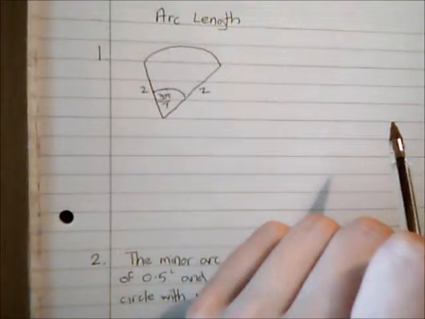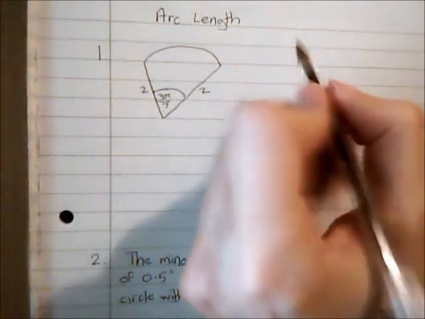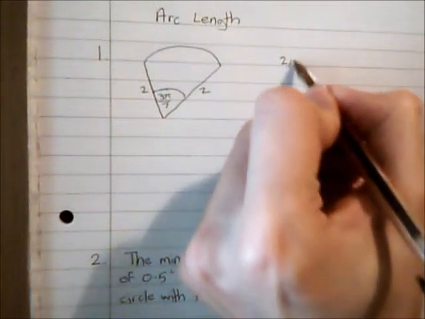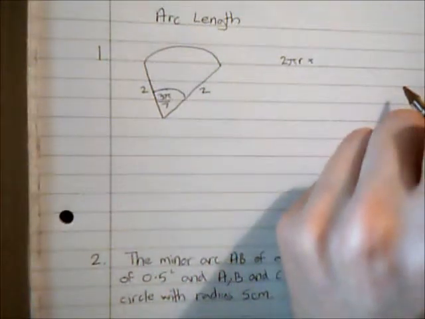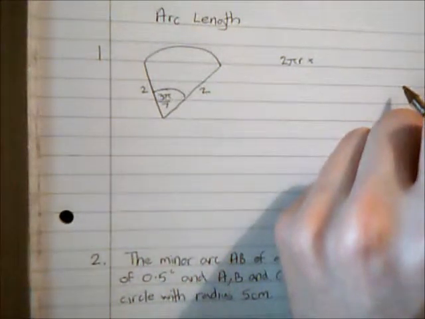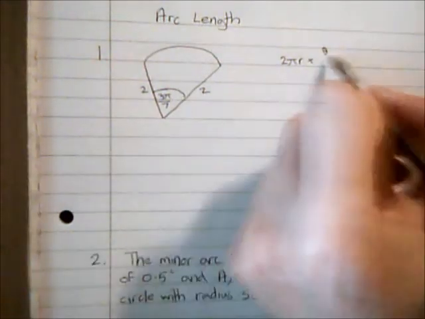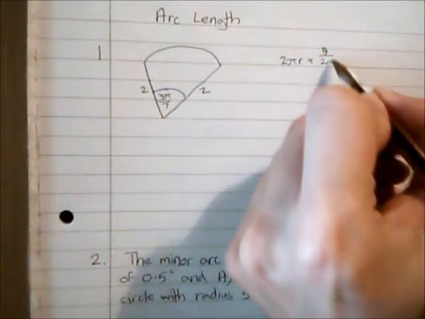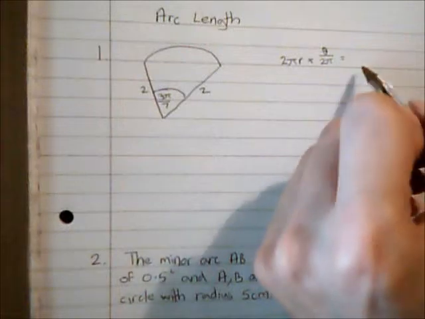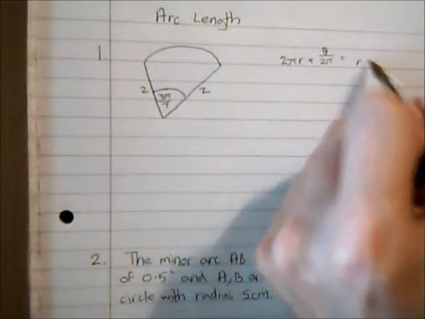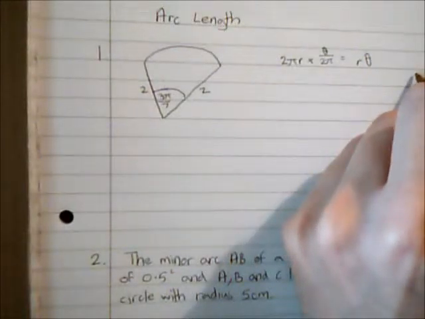Now if I had an entire circle, then the circumference of that circle would be 2 pi r, and I would multiply that by what fraction of the circle I've got. So if I'm working in radians, that fraction of the circle will be theta, which is the angle in the centre, over 2 pi, which is a full turn. So I can then simplify this formula down to just r theta. So the arc length is given by r theta.